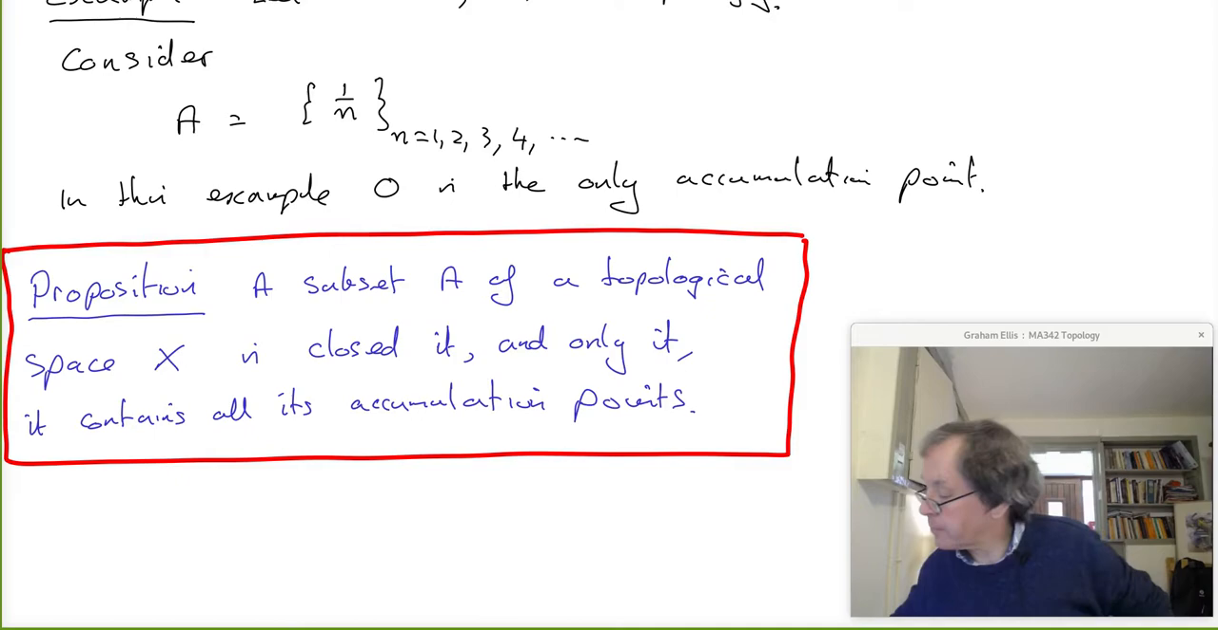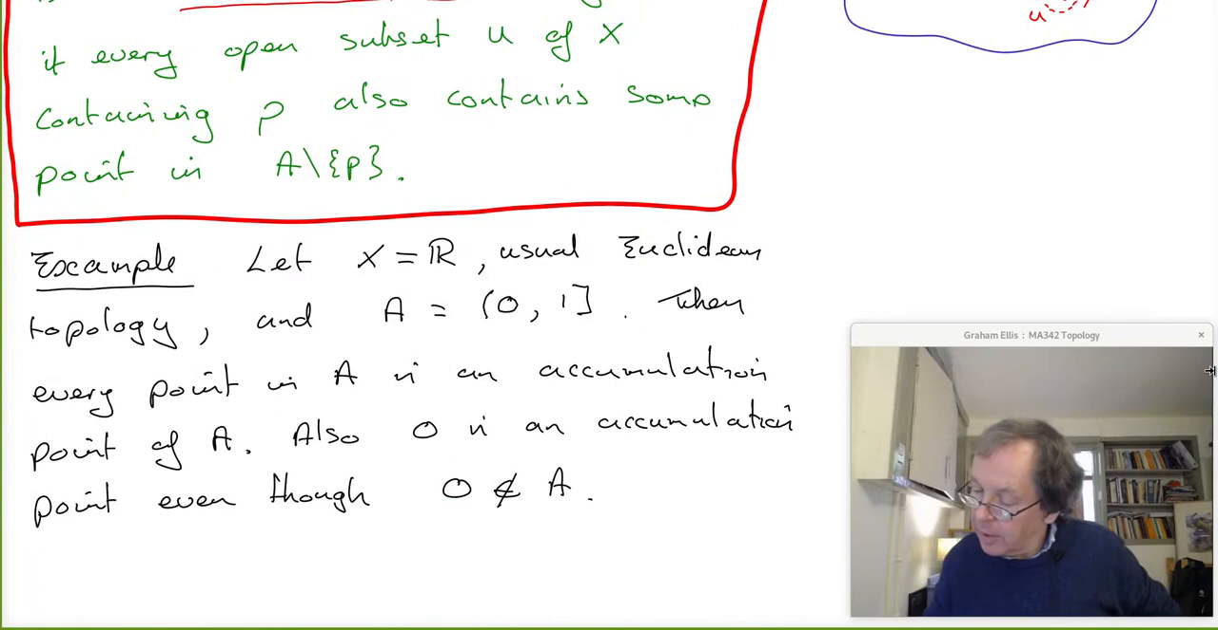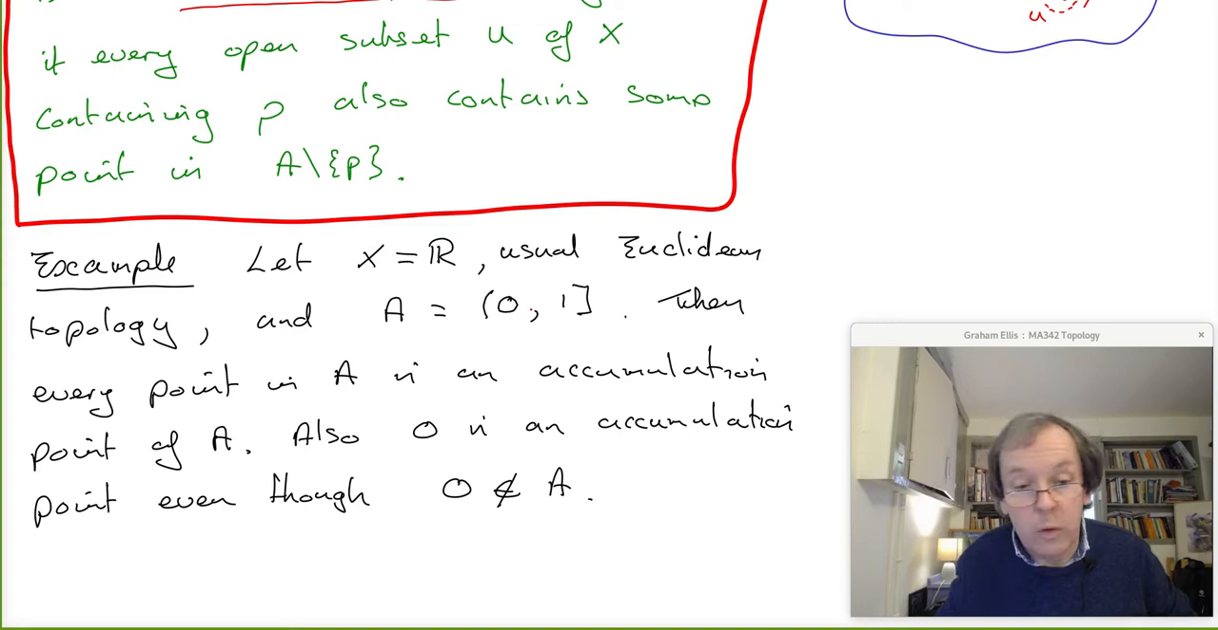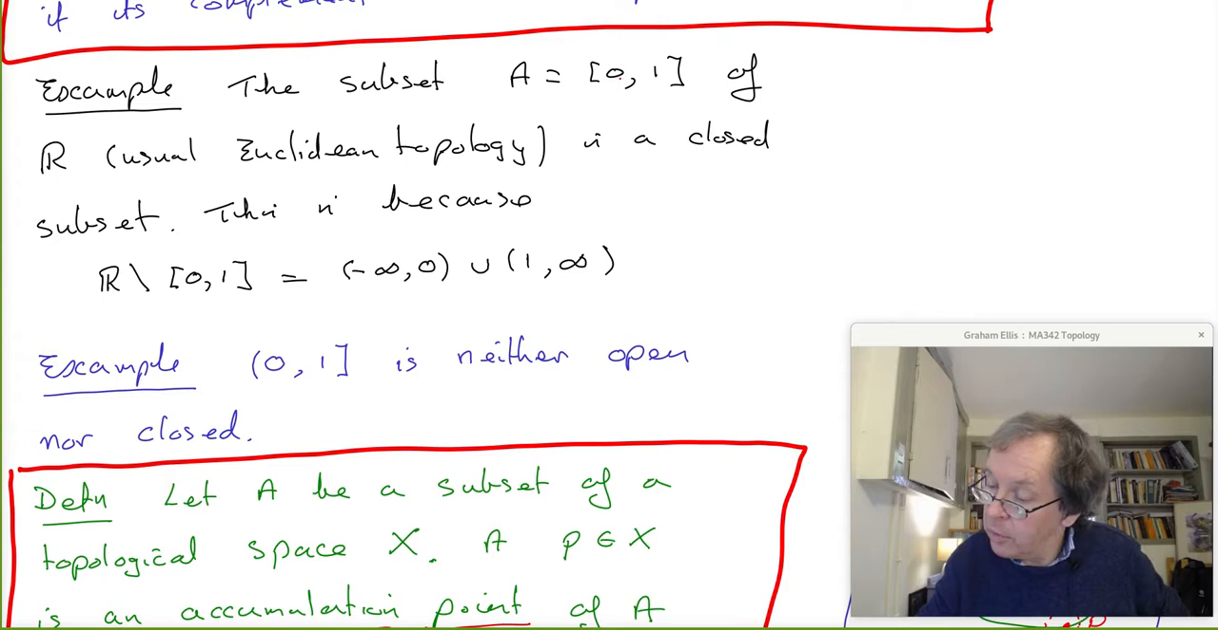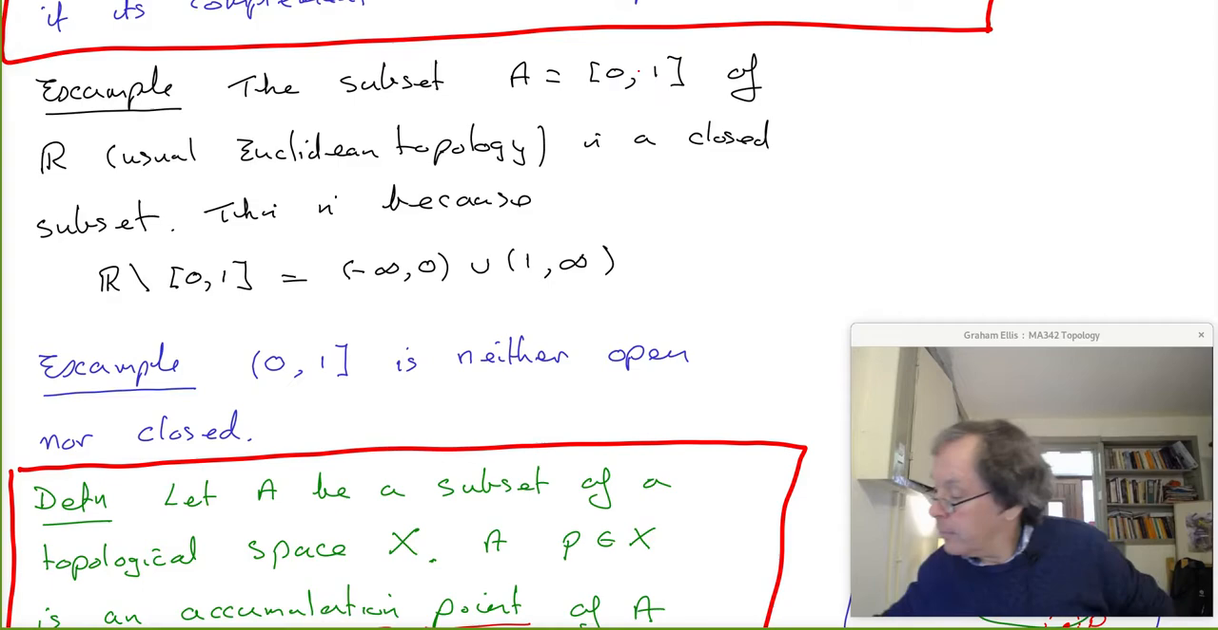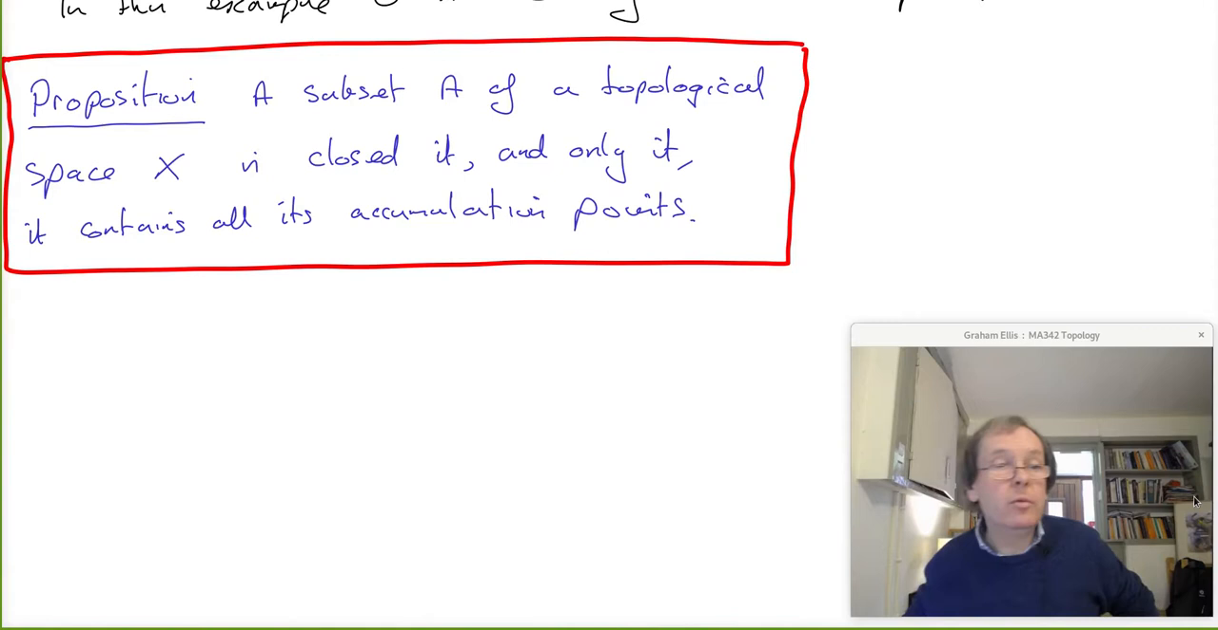Let's go back to an example. The set A from 0 to 1 excluding 0 doesn't contain all its accumulation points. It doesn't contain 0. Since it doesn't contain all its accumulation points, the proposition I just stated says that it's not closed. A set is closed if and only if it contains all its accumulation points. So, for example, the set [0, 1] is closed. And lo and behold, it does contain all of its accumulation points. It contains 0, 1, and everything else. That's the proposition that relates accumulation points to closedness.